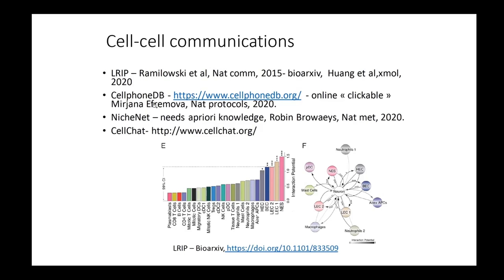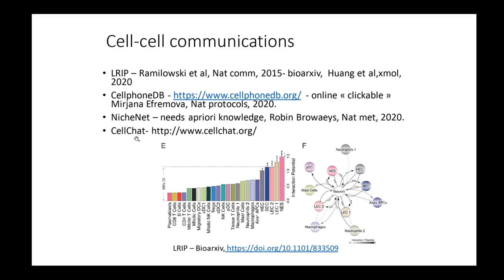CellPhoneDB is also to be mentioned. There is a clickable version. It also works with receptors and ligands being expressed, so it only looks at expression and tries to infer communication like that. NicheNet, I will discuss afterwards, because it's quite different.